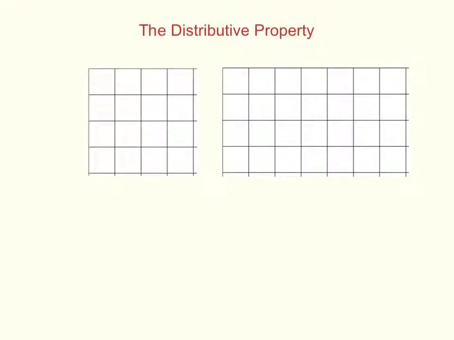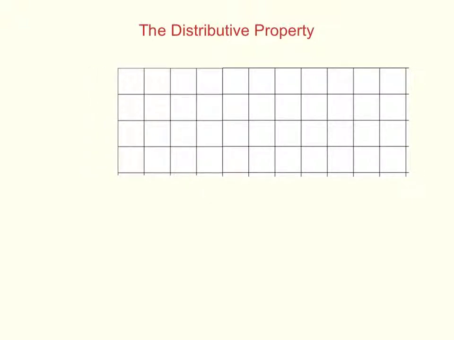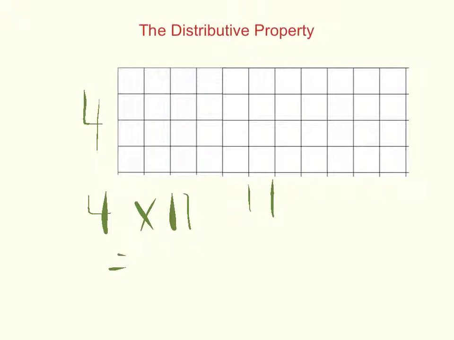Another way that I could have calculated the area of these two polygons is to combine them into one big polygon. So what that would look like is this. I move this over like so. I create one large rectangle with the dimensions of 4 and 11. So 4 times 11 is equal to 44. And that's how that works.